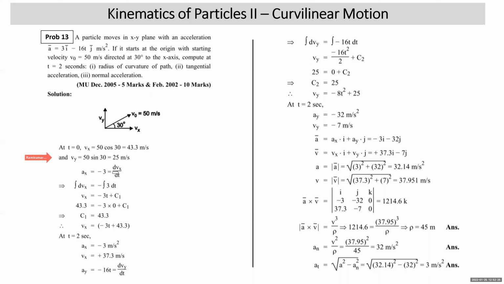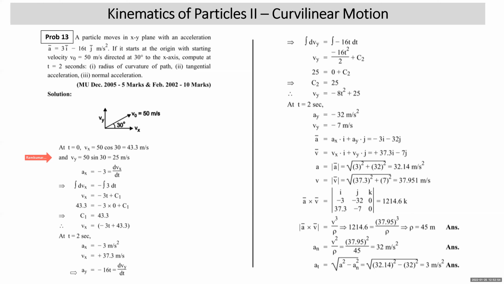All right. So that will be written as dvx upon dt. Separate the terms, integrating both sides. You get vx is minus 3t plus c1. The vx value is given as 43.3 at t equal to 0. So c1 comes to 43.3. So vx is minus 3t plus 43.3. At t equal to 2 seconds, you get ax as minus 3. For vx, substitute the value of t as 2, you will get plus 37.